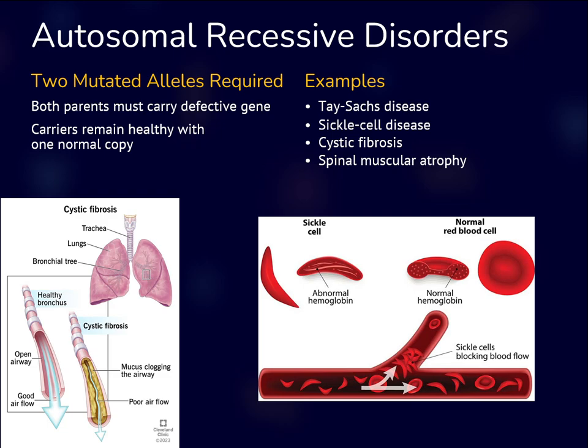Let's think critically. If two parents are carriers for an autosomal recessive disorder, what are the odds their child will have the disorder? Hopefully you guessed 25% for each child.